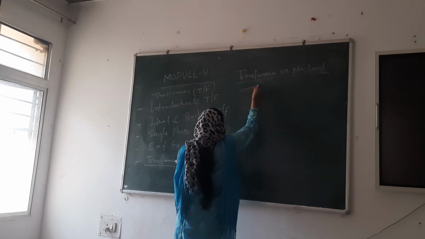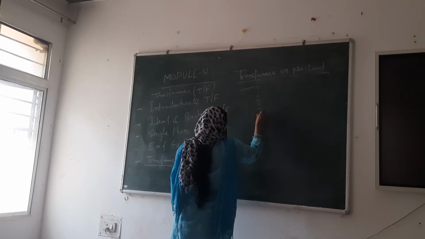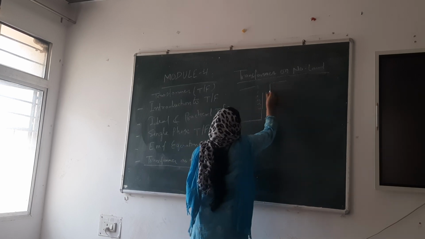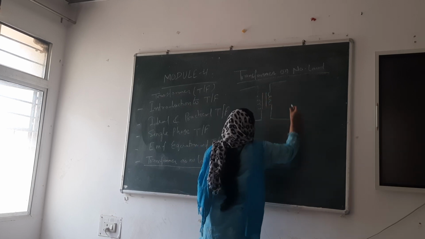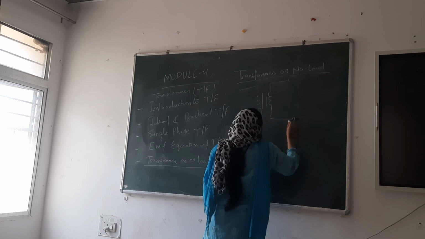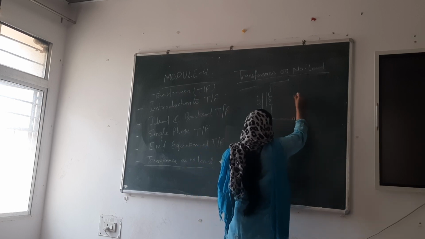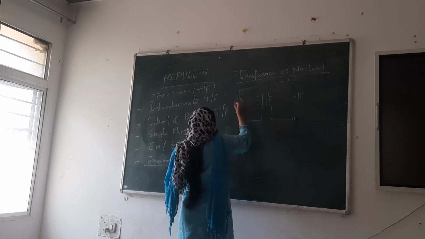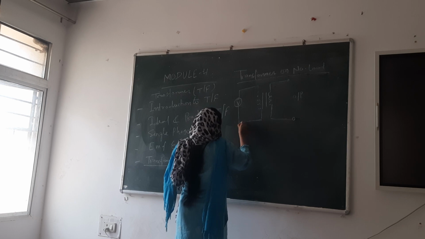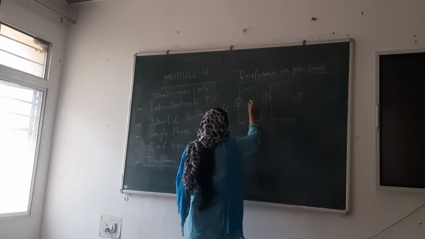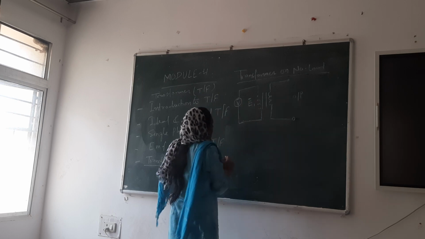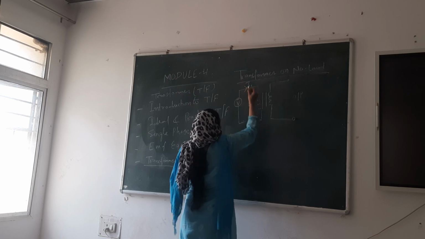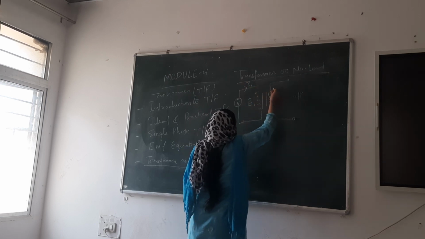Circuit diagram of transformer on no load. This is the secondary winding, it is open circuit, and this one is the primary winding. V is the applied voltage in the primary winding, E1 is the induced voltage in the primary winding, and I1 is the primary winding current.